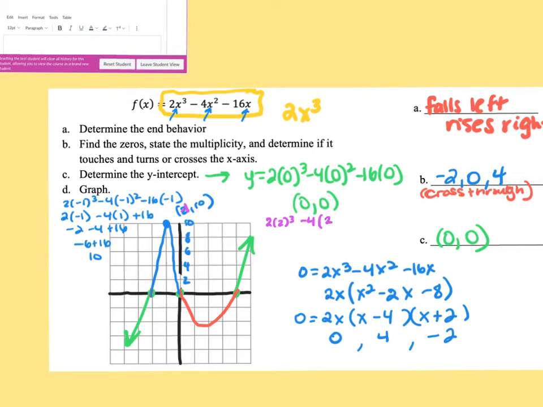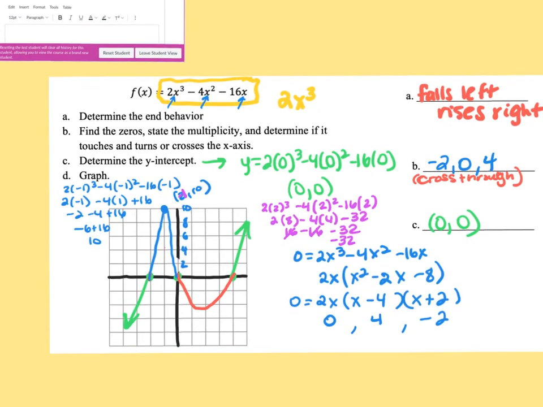Negative 4 times 2 squared minus 6 times 2. These are gone, and it's negative 32. So again, way off my graph. Oh, and it needs to be rounded.